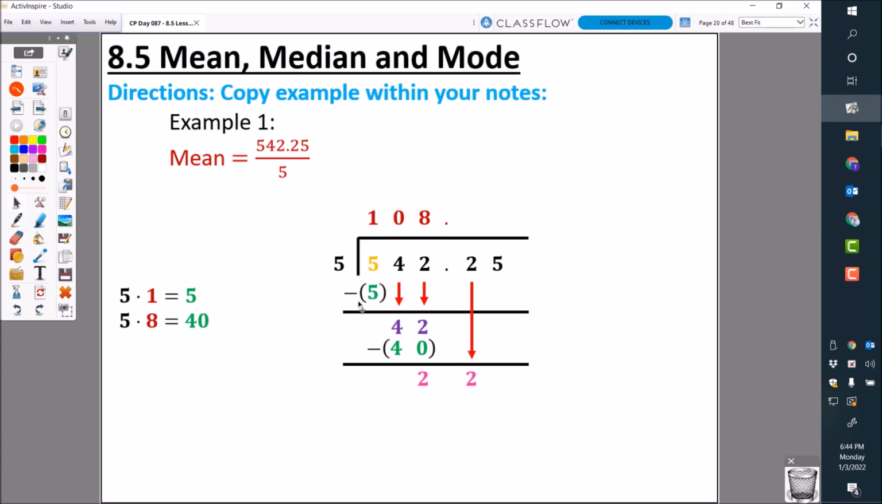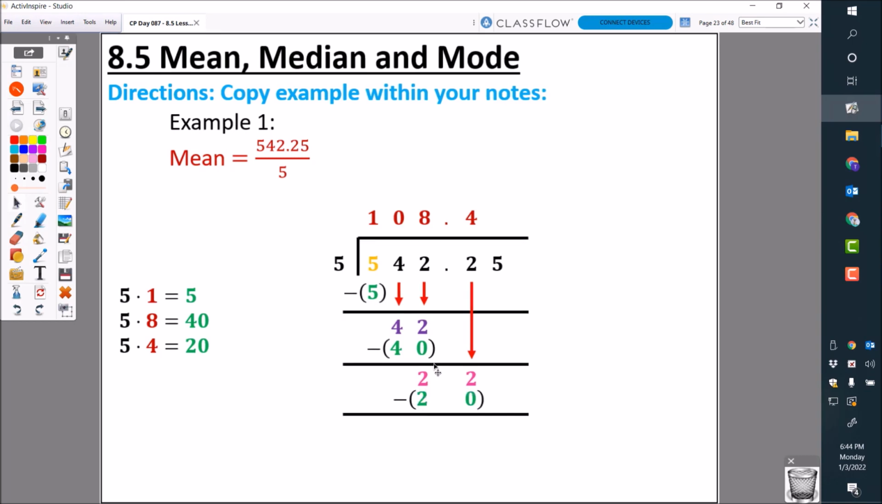Now I ask myself, from my divisor, the 5, how many times does 5 go into 22? And we know that 5 can go into 22 4 times. So above the 2 that I brought down, I'm going to put 4. And then from there, I'm going to multiply 5 times 4. So 5 times 4 is 20. Next, I'm going to put the 20 underneath 22.